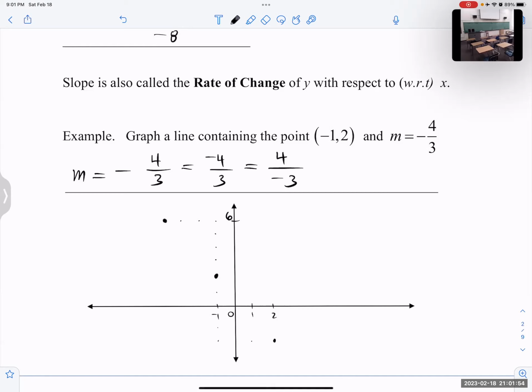So the x coordinate will be -4. And then we can draw a line through the 3 points. And there is the graph of the line containing the given point with the slope of -4/3.